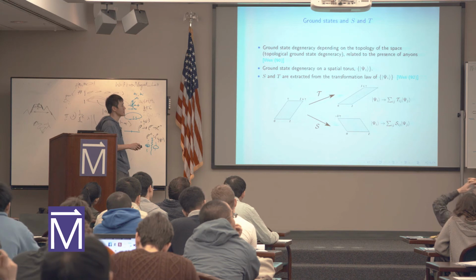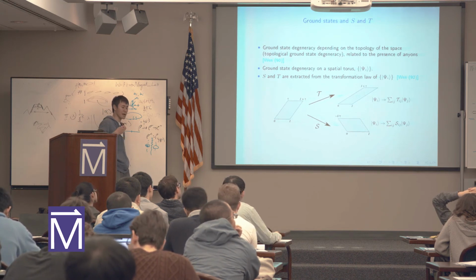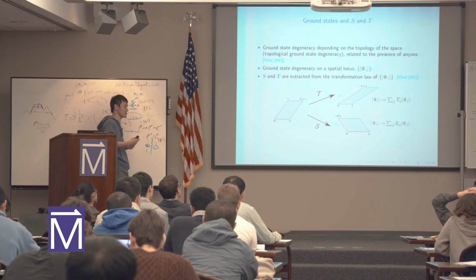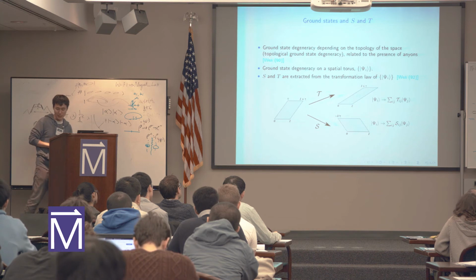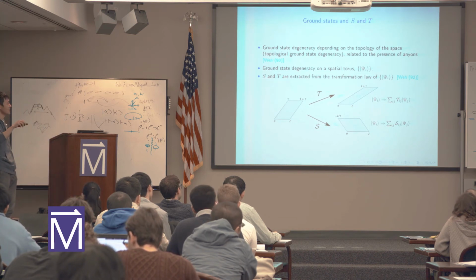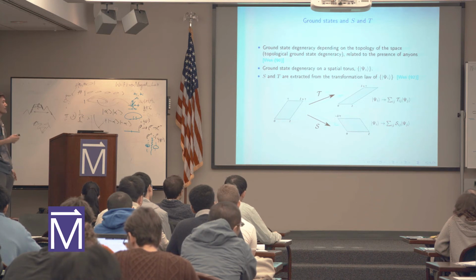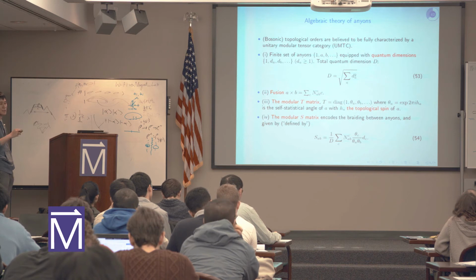So these T and S are associated to a particular adiabatic process where you deform your torus. Okay, so by doing this adiabatic process, you can extract these S and T matrices. And the claim is that the S and T matrices extracted this way are precisely the S and T matrices which we discussed here.